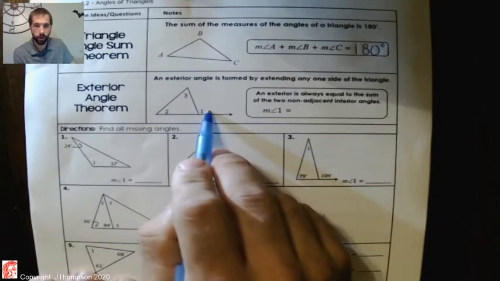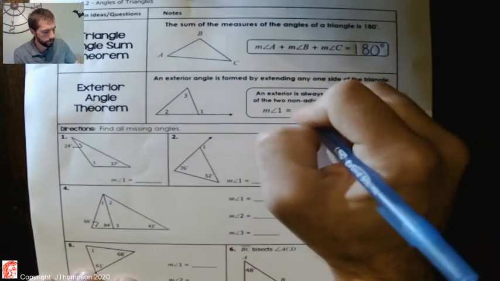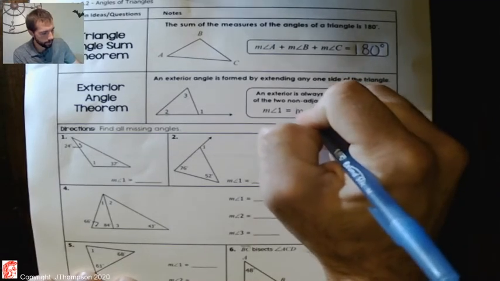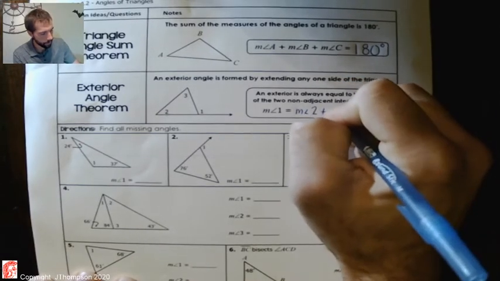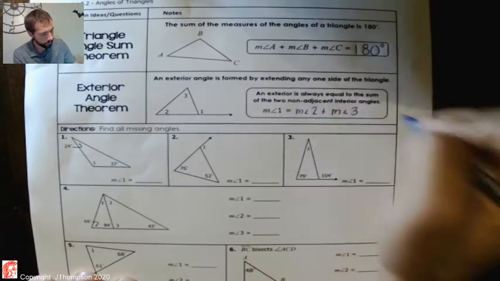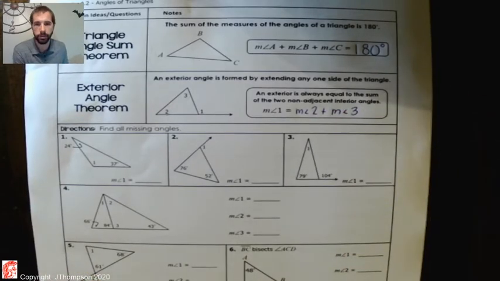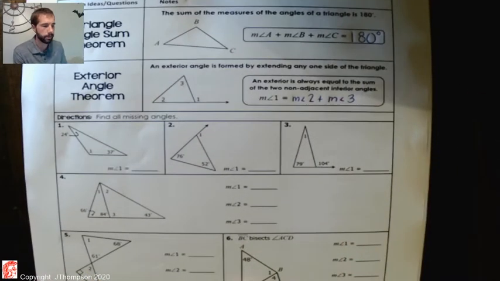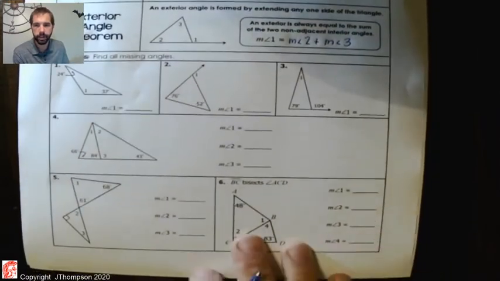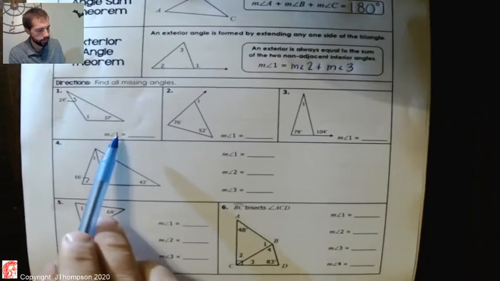So the measure of angle 1, which is the exterior angle, is equal to the sum of the measure of angle 2 plus the measure of angle 3. All right, so those are the two theorems that we'll apply today, in addition to some of the properties that we've learned previously.